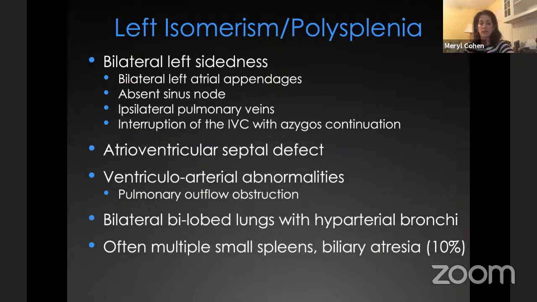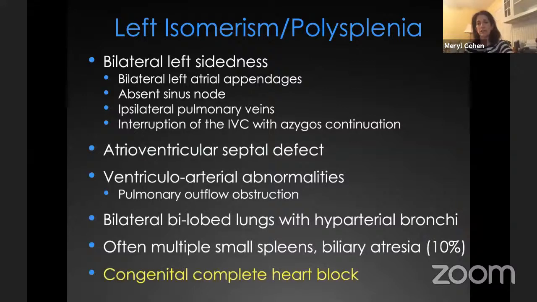And as I mentioned in an earlier slide, biliary atresia occurs in about 10% of patients. And another feature that is particular to left isomerism is when the patients have congenital complete heart block. Again, in combination with complex congenital heart disease, that can mean a very poor prognosis.